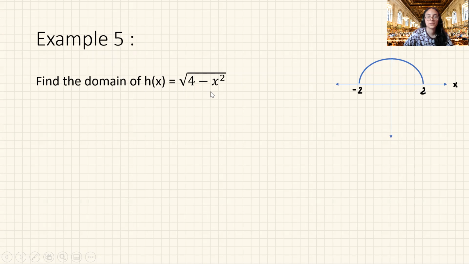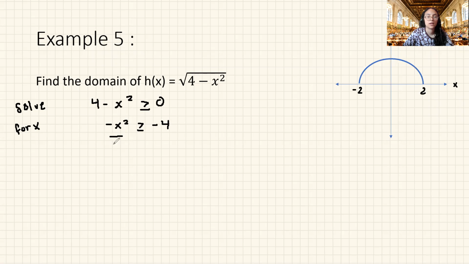Here we're asked to find the domain of this function. Again, we have a square root, so we know that the expression under the square root has to be greater than or equal to 0. So that's what I'm going to write. This is how we find the domain. Now we're going to solve for x. I'm going to move the 4 to the other side by subtracting, so I write negative x squared greater than or equal to negative 4.